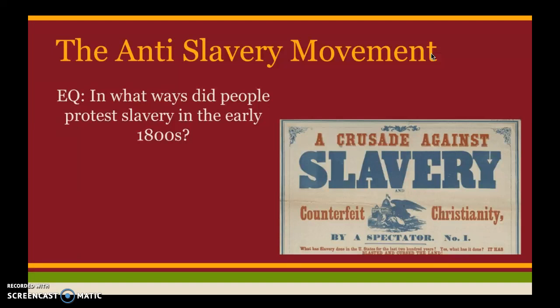Obviously, people had been against slavery in the United States since before it was even a country. Whenever the first African slaves were brought over in 1619, that's really when resistance began. Obviously, those enslaved within the institution had never been fans of the institution. But there are also groups like the Quakers who had been against slavery from the 1600s.